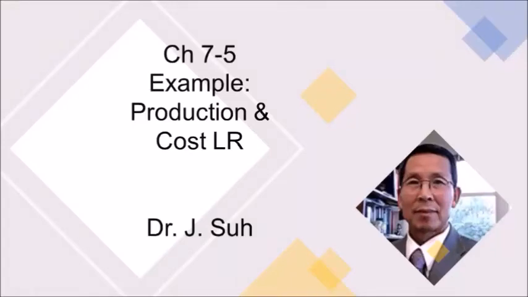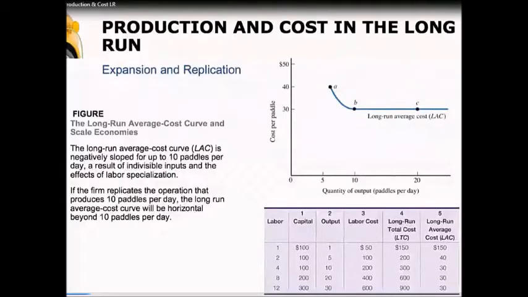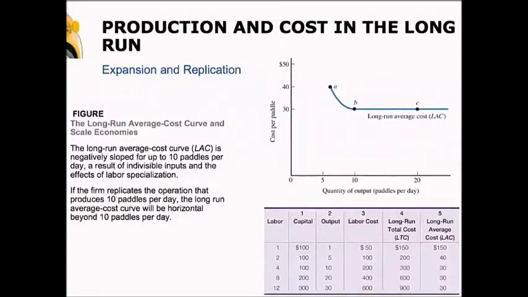Now let's look at production and costs in the long run. In the long run, all inputs are changeable. So if we want to produce more, we can increase the amount of labor or we can increase the amount of capital. Let's look at an example of expansion and replication in the production of some sort of a good.